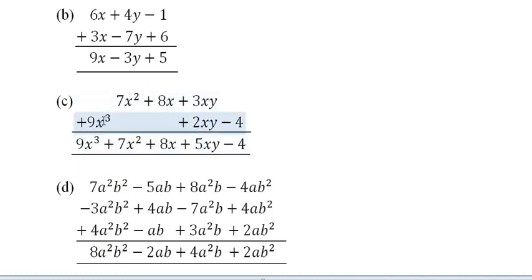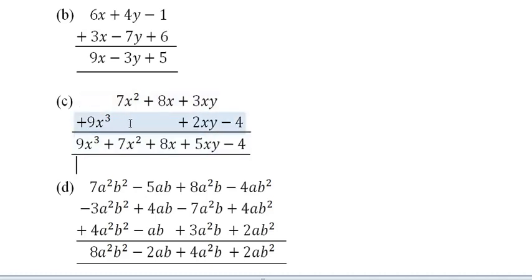So let us write 9x cubed out here, and then the 7x squared, so that the powers will be in descending order. The power is 3, power is 2, power is 1, so it is in the decreasing order. So let us write 9x cubed out here, and then the 7x squared.